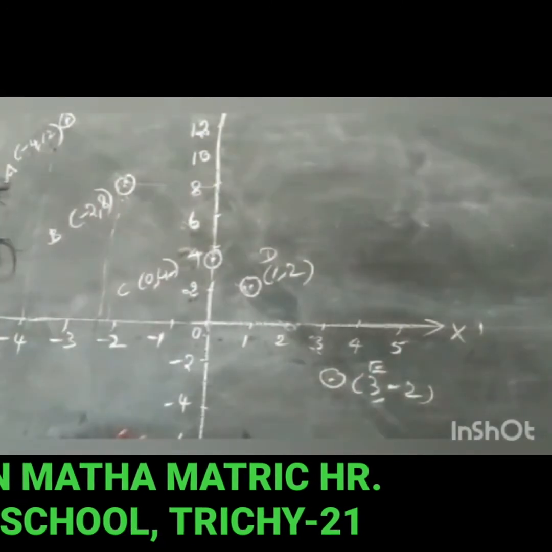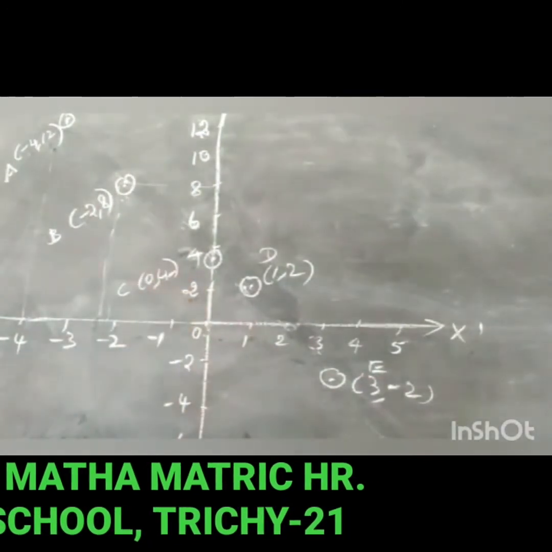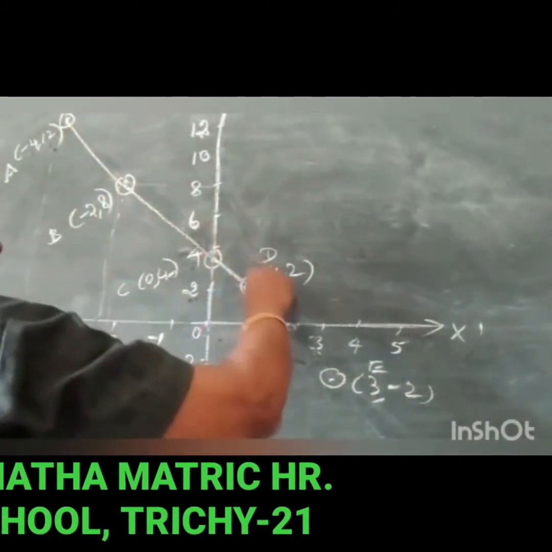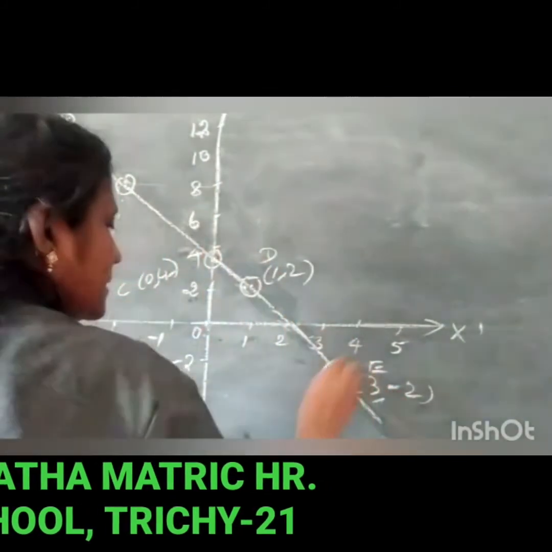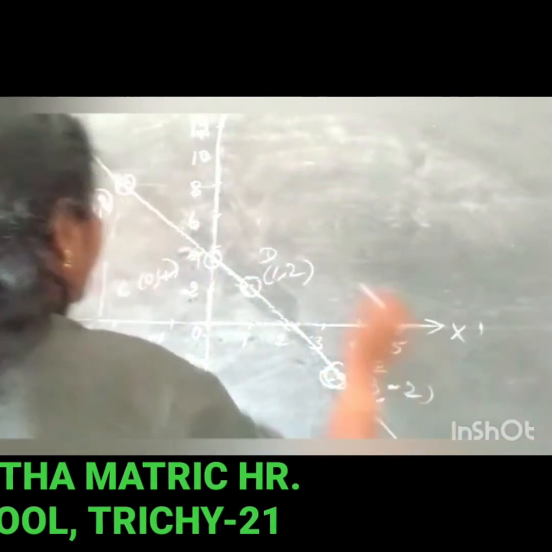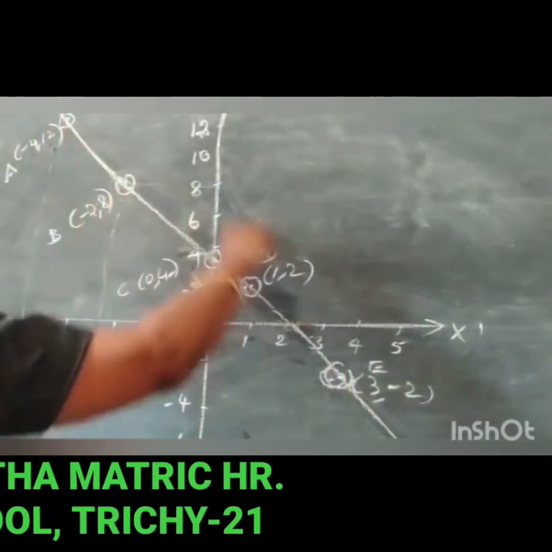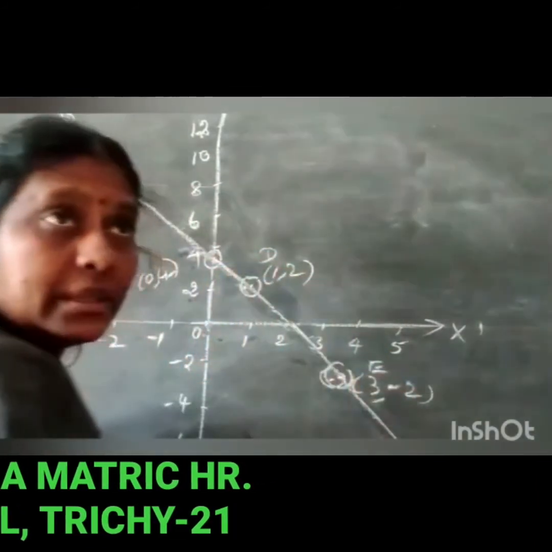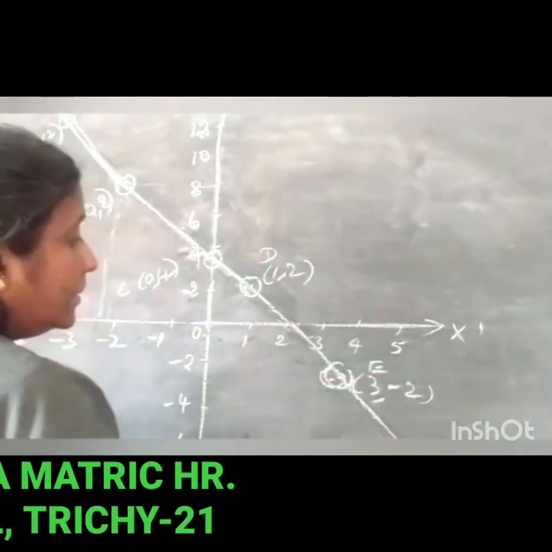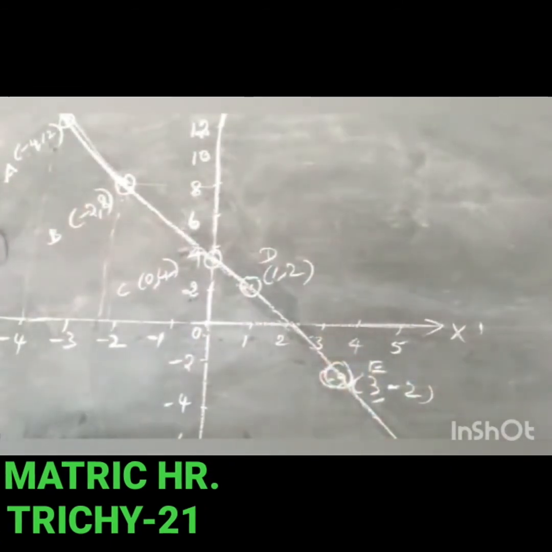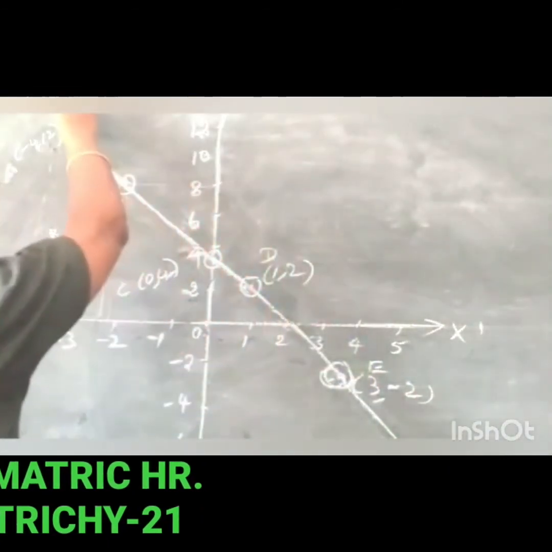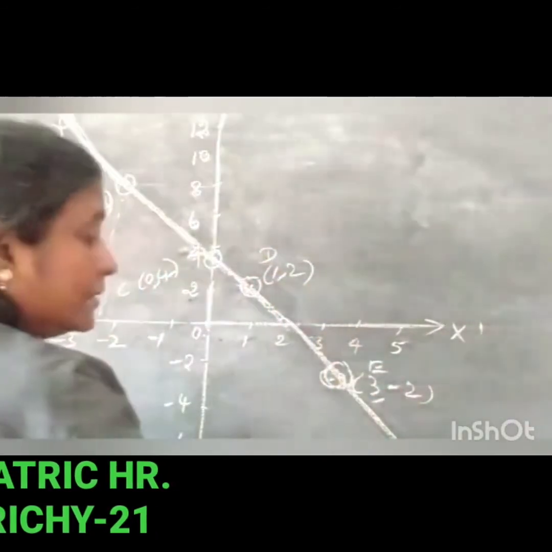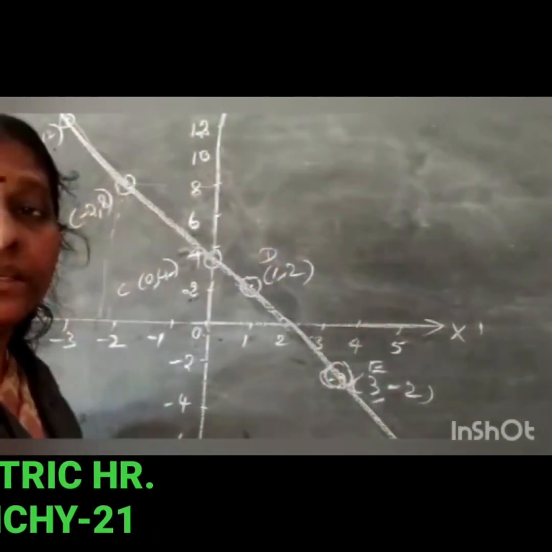Now after finishing every point, you just join all the points. Joining the points, you will get a straight line. Put the arrow mark like that. And then you have to write the equation on that line. The equation is y equal to 4 minus 2x. After marking all the points, you can join all the points by using your scale. That is a straight line.